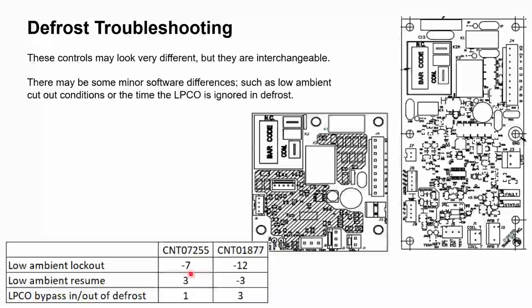Now, understand we did adjust our low ambient lockout on some of the controls. Some of the newer controls were at -12. On some of the original ones that we released in 2016, they were at -7. And again, we bumped that low ambient bypass to 3. Now you'll also notice our low ambient resume changed as well. We went from 3 degrees to -3 degrees. So we're going to actually allow this unit to fire back up when it's below 0 outside.